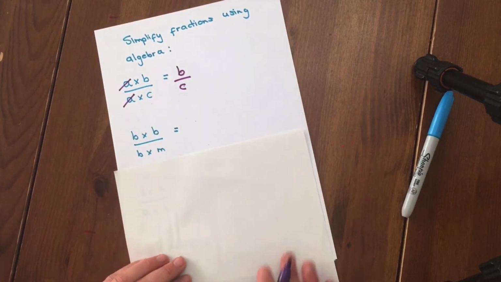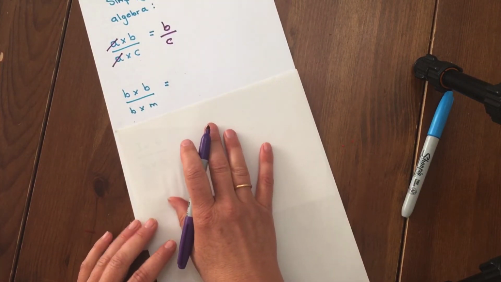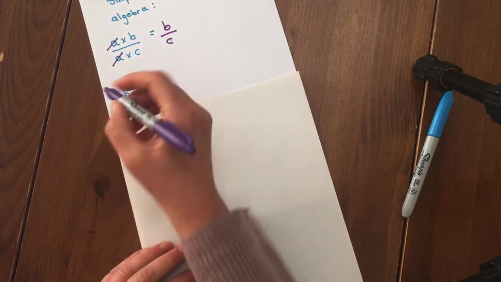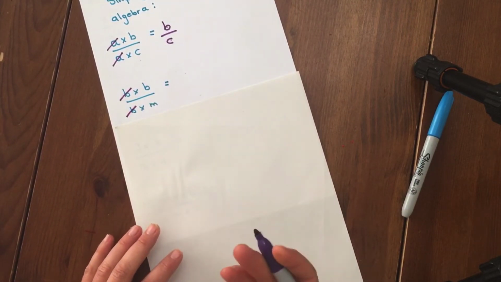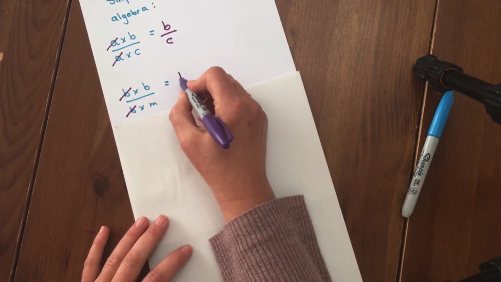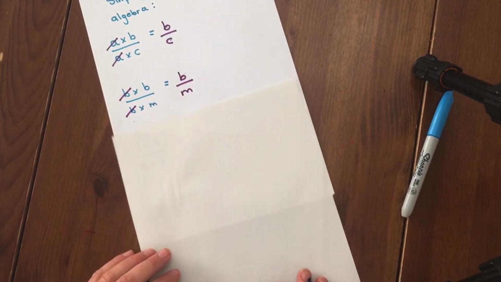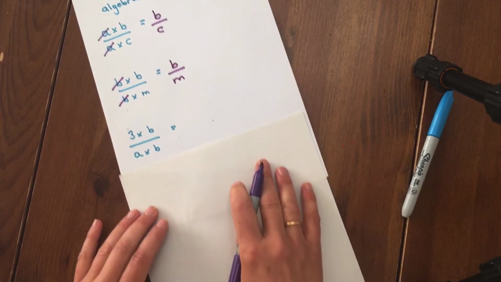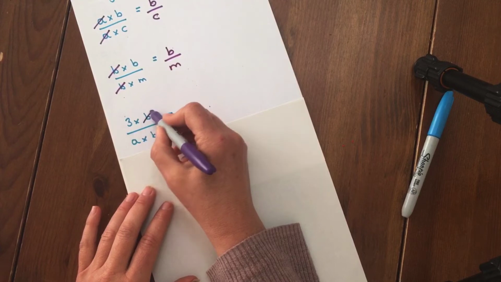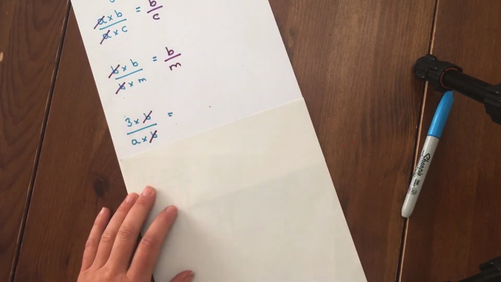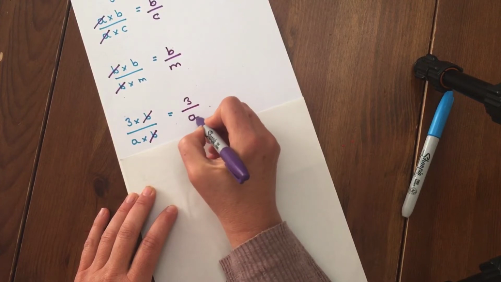Okay, next question. What can I cancel, Year 8, on the top and the bottom? Well, I can cancel these B's, because B into B just goes 1. So on the top I've got B, and on the bottom I've got M. Okay, a little bit harder now. I'm putting numbers in as well. Okay, I've got a B here and a B here. I can't cancel anything else. So on the top I'm left with 3. On the bottom I'm left with A.